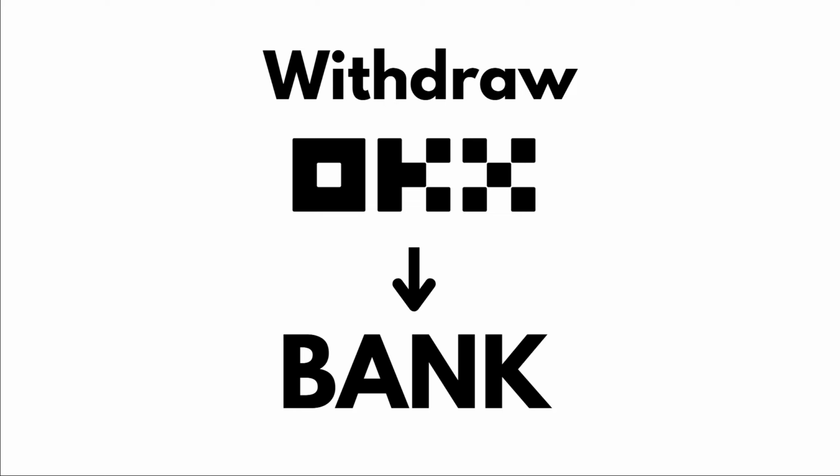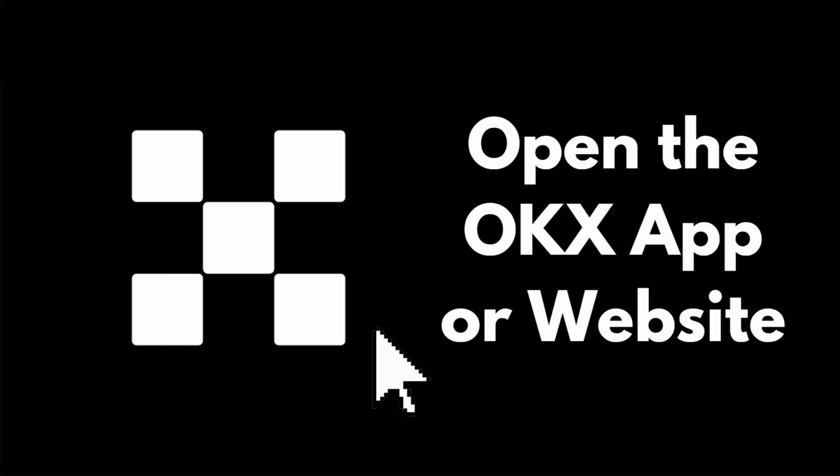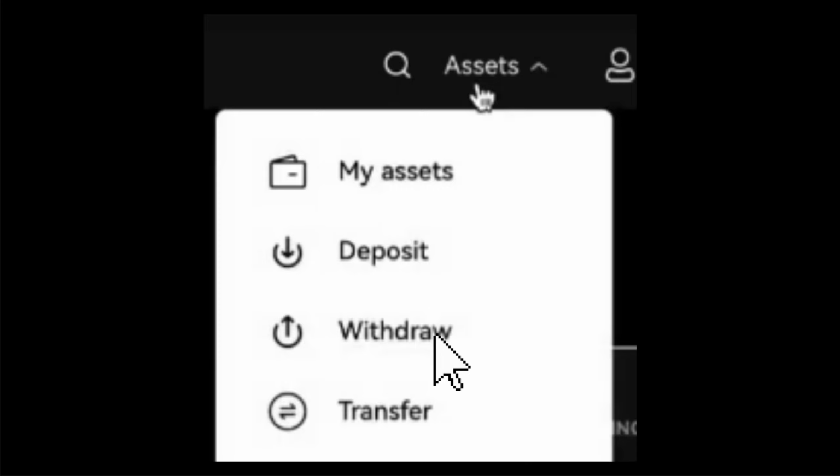So for today, I'm going to teach you how to withdraw from OKX wallet to your bank account. First, you need to open your OKX wallet or application, or just simply visit their website. And after that, you need to access your account by simply entering your credentials for you to be able to access your account.